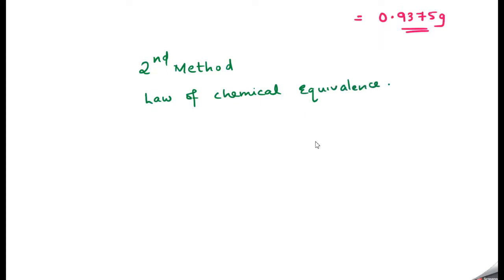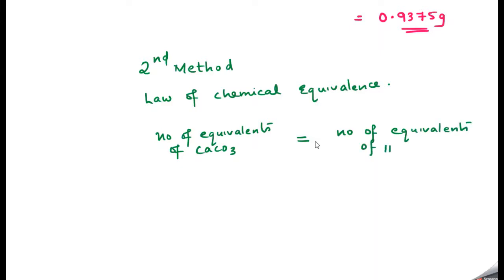Now, as per this law, what is the law stating? The law states that the number of equivalents of the reactants and products always remains the same. So we can say that the number of equivalents of calcium carbonate should be equal to the number of equivalents of hydrochloric acid. So let's find out the number of equivalents of hydrochloric acid. So the number of equivalents of HCl is equal to, how to find that? First we will find it out.